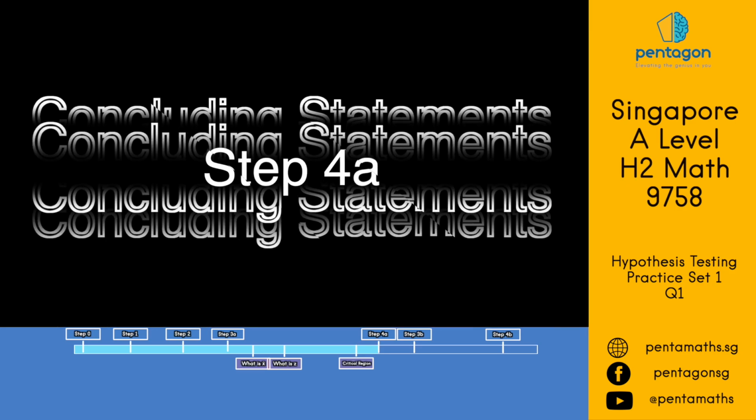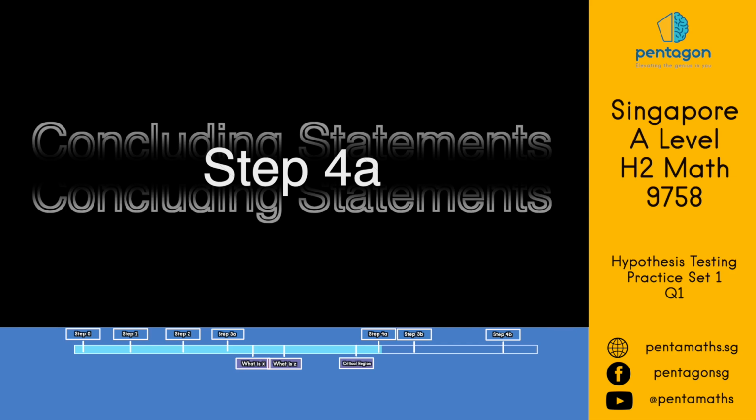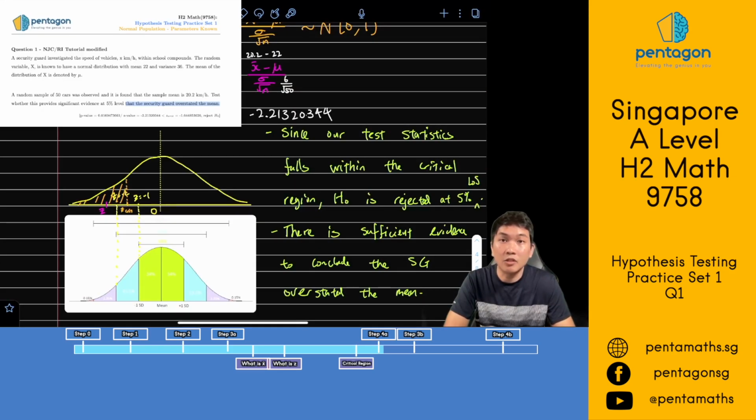In step 4, we will write down the concluding statements to finish up our question. The question did not just ask for whether or not to reject the null hypothesis, but also to give an answer to, did the security guard overstate the mean? So we need 2 sentences to answer this question. We can say that since our test statistic Z, the one in pink, has fallen within the critical region, which is in orange, then we should reject H0 at the 5% level of significance. Answer whether or not the security guard overstated the mean. So there is sufficient evidence to conclude that the security guard has overstated the mean. So this will be good enough to end the question right here.